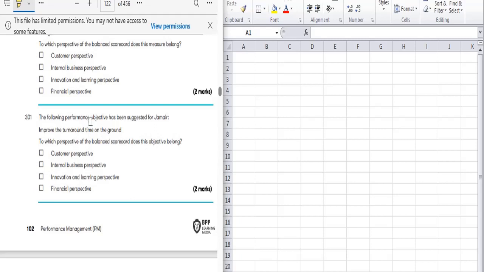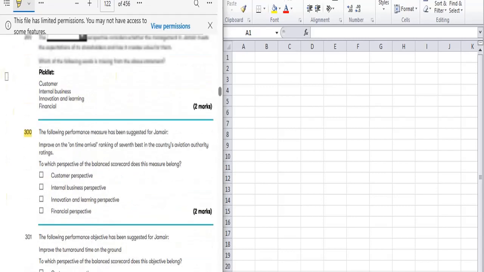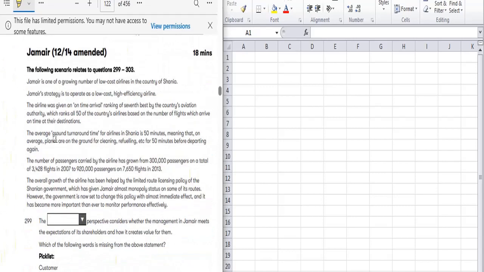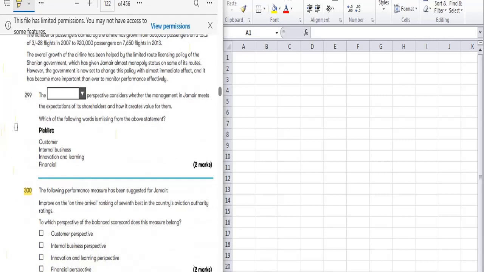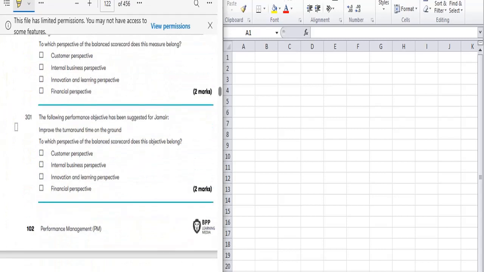The following performance objective has been suggested for the Jammer: improve the turnaround time on the ground. So reading the sentence above, the average ground turnaround for the airlines in China is 15 minutes, meaning that on average planes are on the ground for cleaning, refueling, etc. for 50 minutes before departing again. So reading this sentence, you can just analyze that this is all about the internal process of the business, right? So you can go for the internal business perspective.